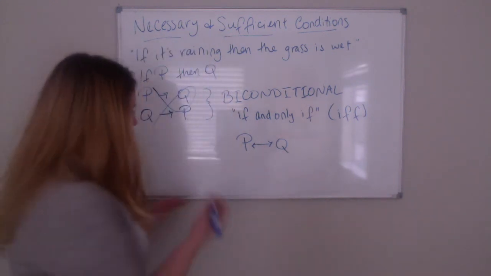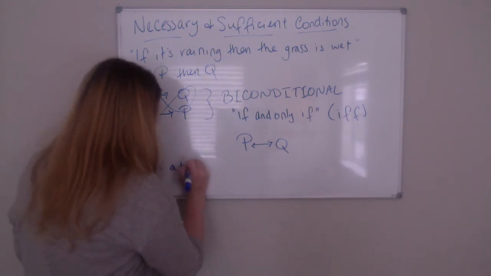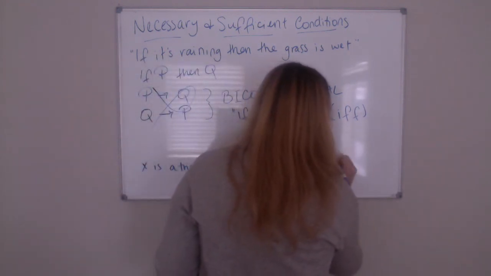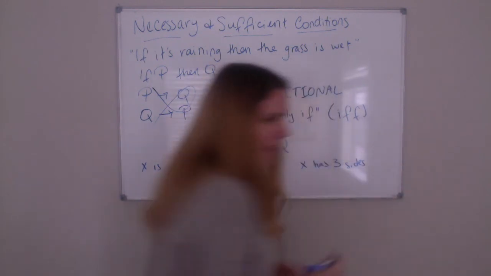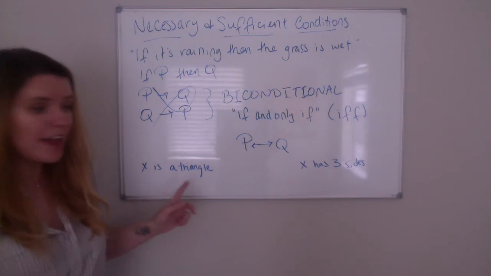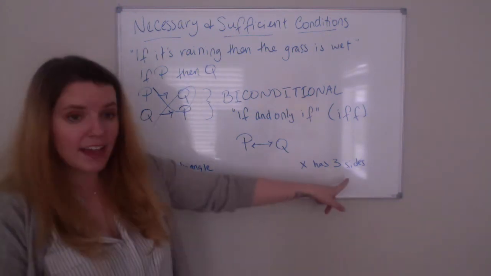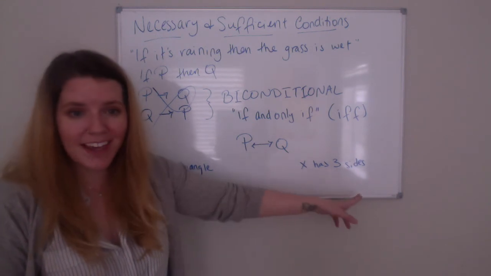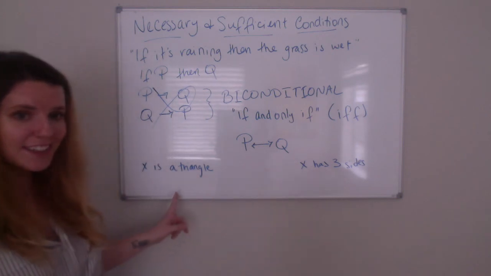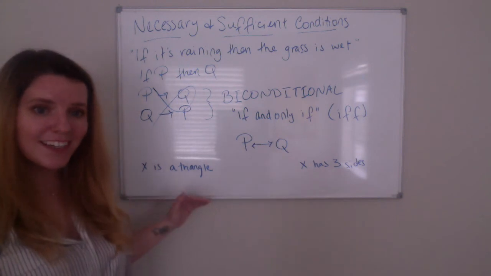We could say P, let's say P is X is a triangle. We'll say Q is X has 3 sides, or like X is a shape that has 3 sides. All right, well, if X is a triangle, that guarantees that it has 3 sides. That's a sufficient condition. And if X has 3 sides, it's a shape that has 3 sides, that guarantees that we're talking about a triangle. So this is also a sufficient condition for this. And they're also both necessary conditions for each other.